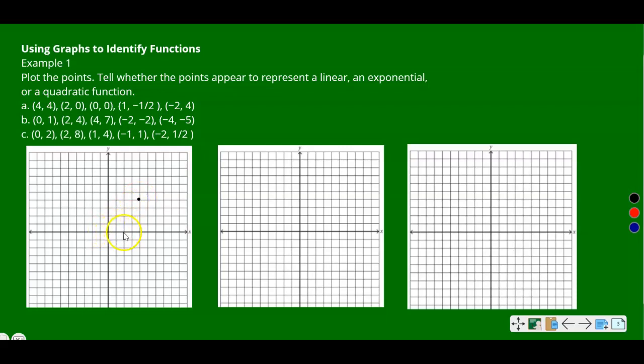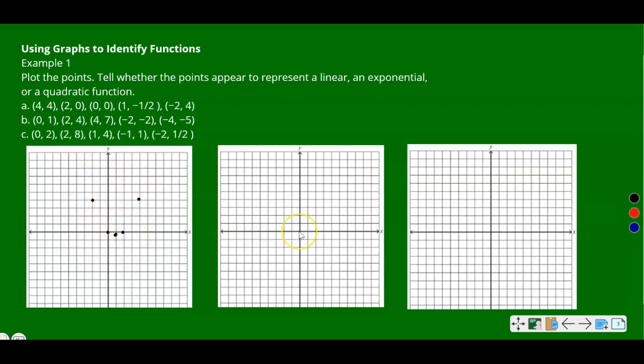2, 0. And then 0, 0. And then I've got 1 and negative 1/2. Didn't quite get a half, but it's kind of hard to get those points exactly. But let's see what we look like. Negative 2, up 4. If you look at this, this looks like a quadratic function, a U-shaped graph. So in my opinion, this is going to be a quadratic function for A part.